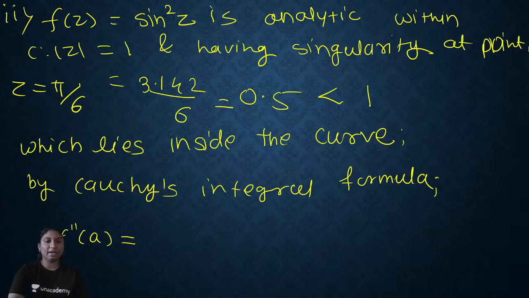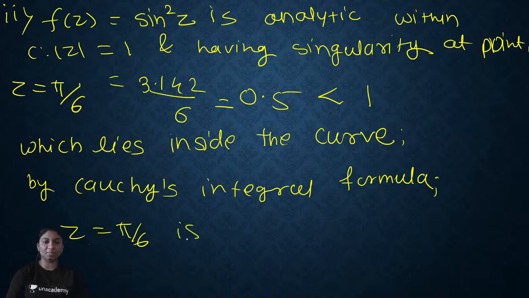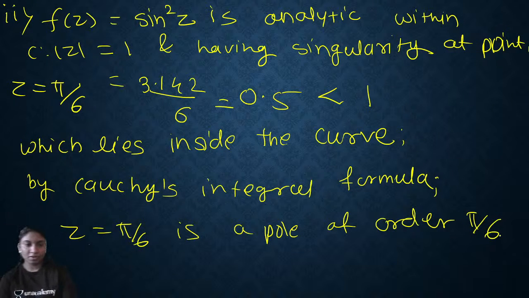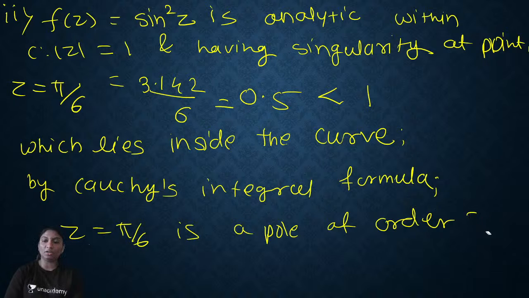So we can write here z is equal to pi by 6 is a pole of order, sorry, is a pole of order 3. Now for that we will use Cauchy's integral formula.